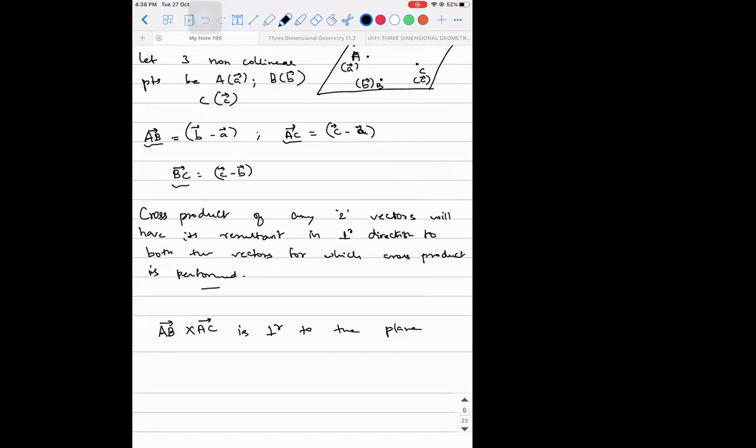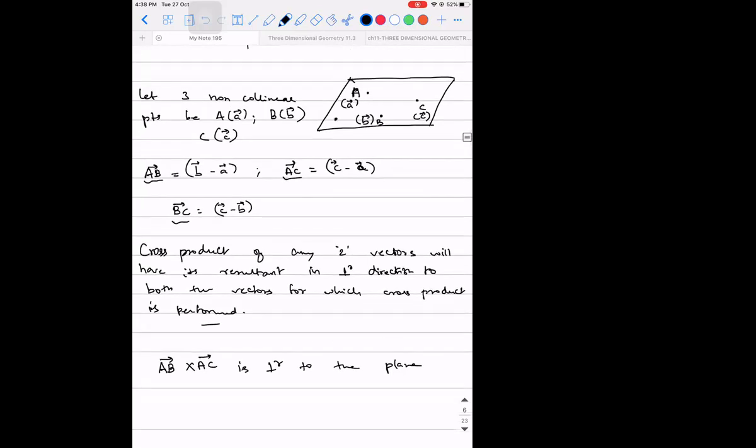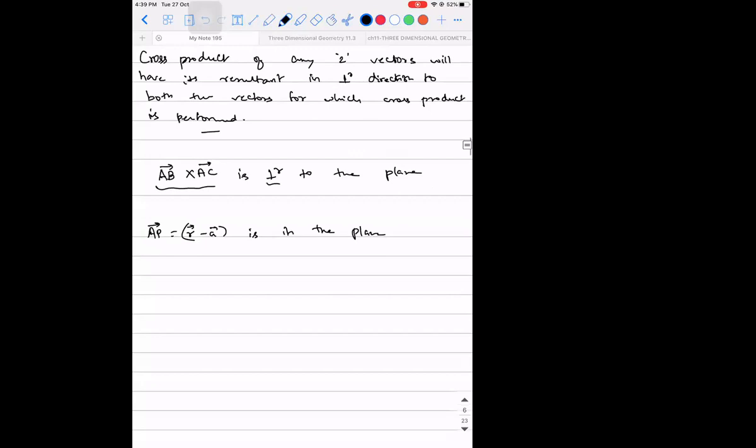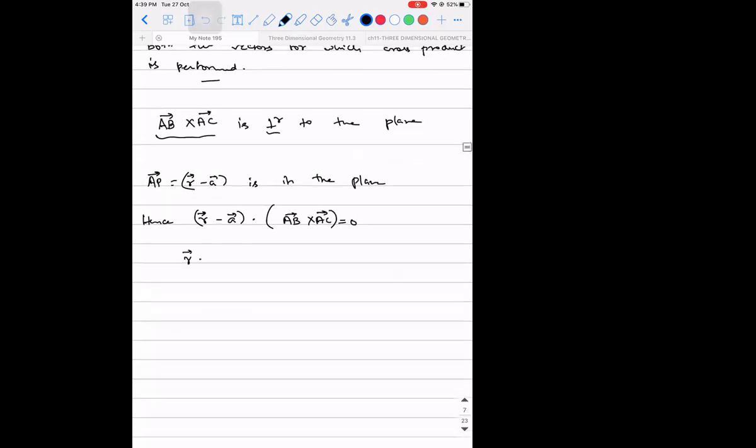Guys, are you able to understand? Okay. Now listen. I'm taking a general point P, which is R vector. So what is AP vector? AP vector will be R vector minus A vector. So R vector minus A vector is in the plane, and AB vector cross AC vector is perpendicular to the plane. Hence, can I conclude that R vector minus A vector dot AB vector cross AC vector is equal to 0? R vector minus A vector dot B vector minus A vector cross C vector minus A vector is equal to 0.